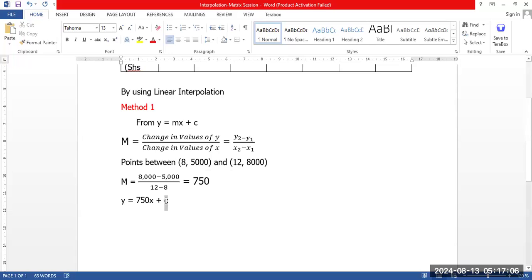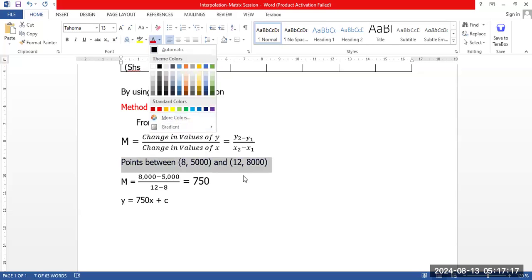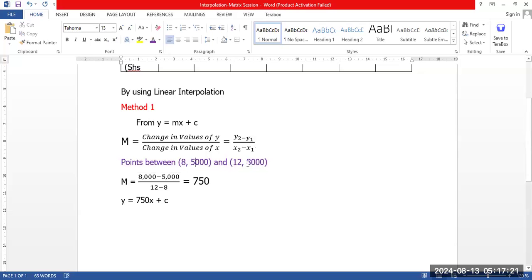And how are you going to get this c? You are going to choose any point. Remember, here we have 2 points. So you can choose any point. You can choose this one, or you choose this one. We can say I choose the first point, at point 8 with the 5,000.